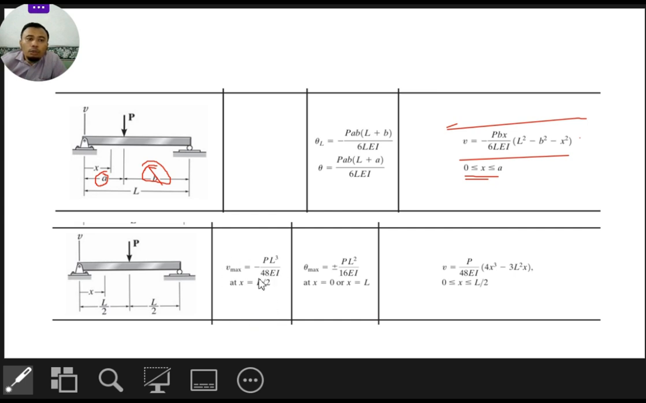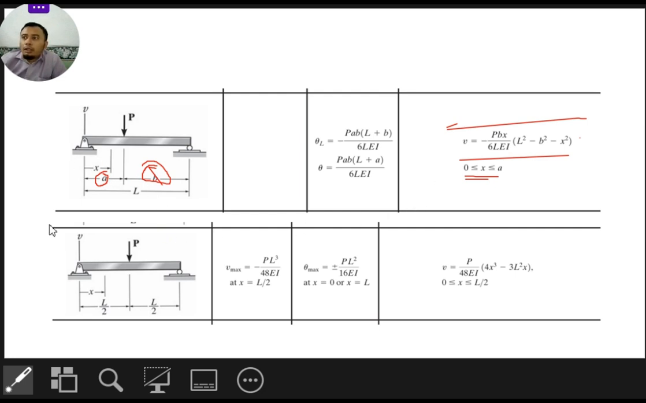If you want to know the displacement not at the maximum point, but at the point of interest that you want, you can use this equation between 0 and x, between 0 and L over 2. So you can find it at L over 3, L over 4, and so on. Same goes over here. Your displacement is based on the value x you put in here. So you get the displacement at the point of interest.